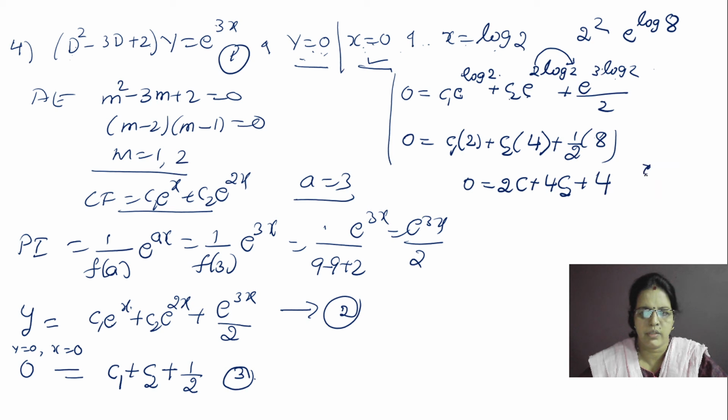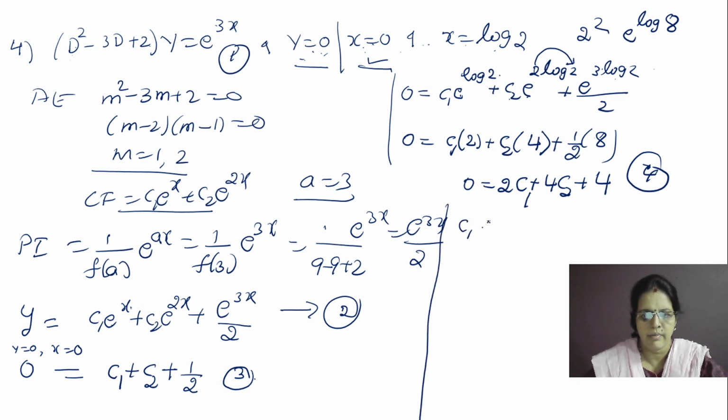Now look at equations 3 and 4. If you solve them you will get the solution. You can divide this by 2, so this equation becomes c1 plus 2c2 plus 2 equal to 0. Divide the equation throughout by 2. And equation 3 is here, write it here: c1 plus c2 plus half equal to 0. This is our equation 3.